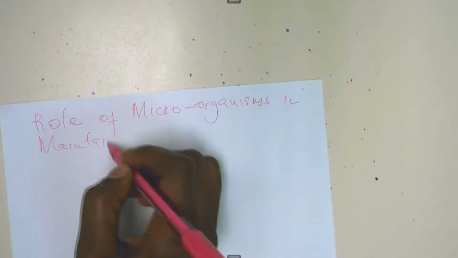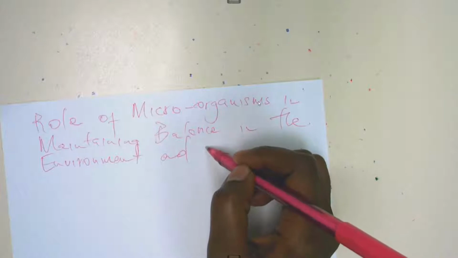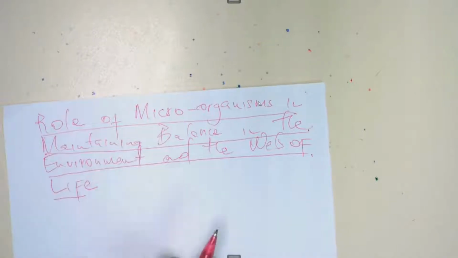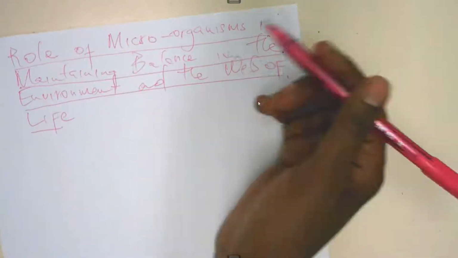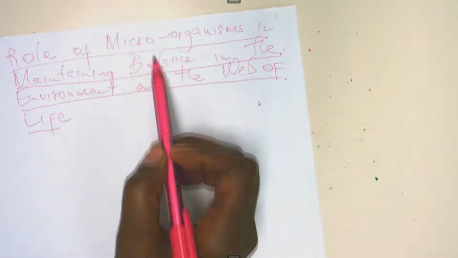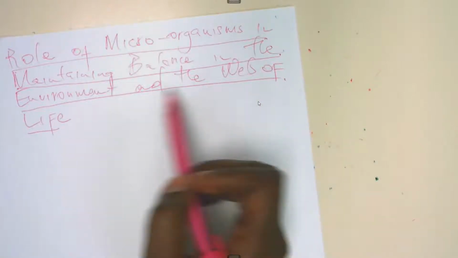So, role of microorganisms in maintaining balance in the environment and the web of life. Sometimes you will get a question like this during the examination: explain, briefly discuss, or describe the role of microorganisms in maintaining balance in the environment and the web of life. So this is how you have to answer this question.